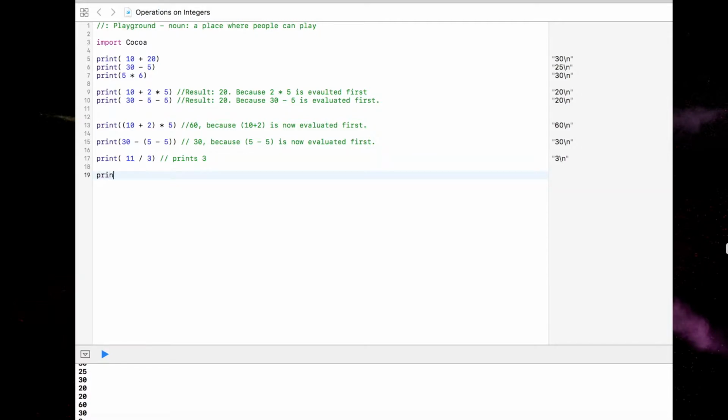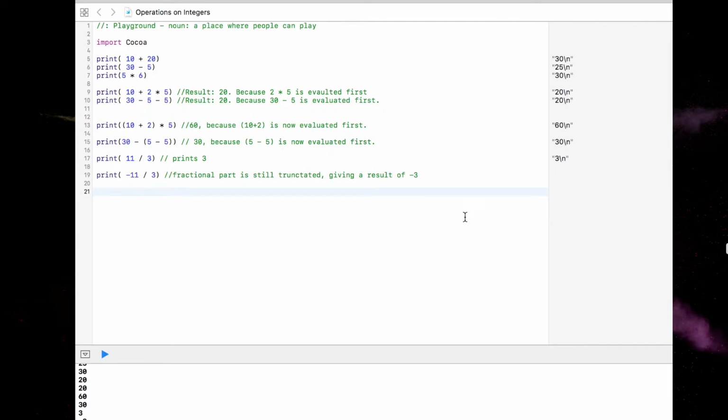If we did print negative 11 divided by 3, the fractional part is still going to be truncated, giving a result of negative 3. Something to remember is integer division always rounds towards 0.